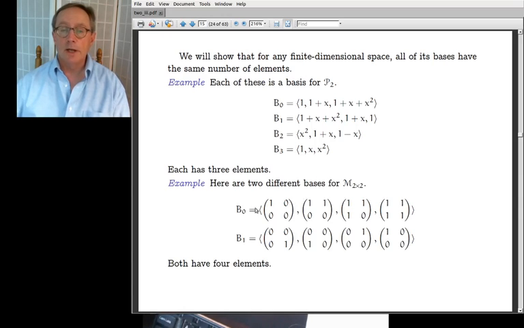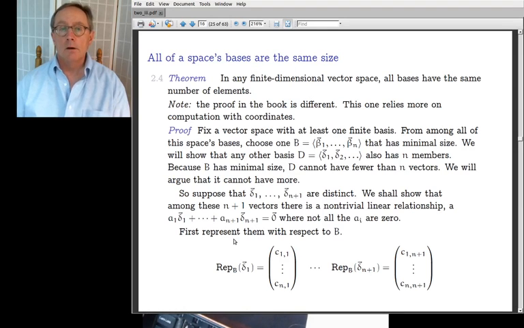Likewise with the 2 by 2 matrices. Here's one basis for the 2 by 2 matrices. Here's another basis for the 2 by 2 matrices. They're very different, but they share the property that they both have 4 elements. Okay, so ready for the theorem that in a finite dimensional vector space, all bases have the same number of elements.